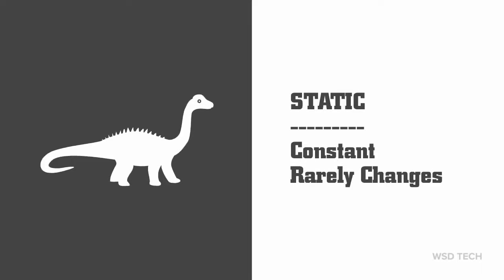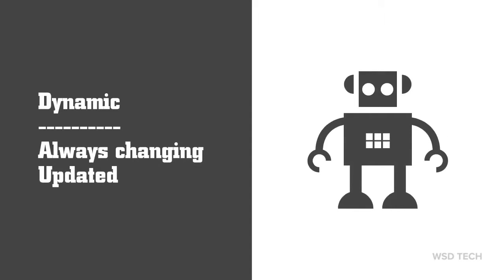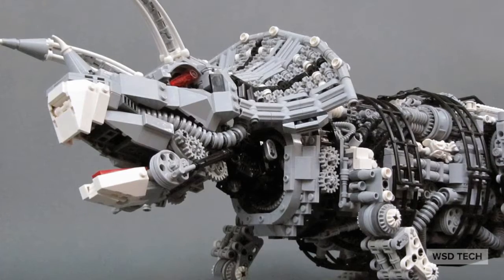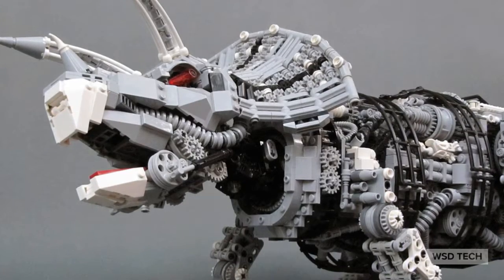Static content is the content that you have on your website that remains the same most of the time and rarely needs any updating. Dynamic content is always changing. It's constantly being updated and refreshed every minute of the day. Most websites have both styles of content.